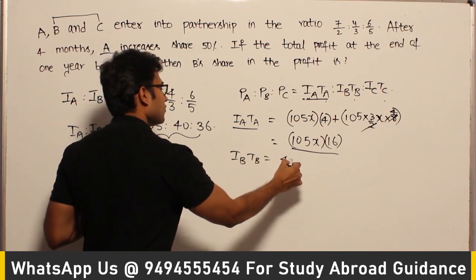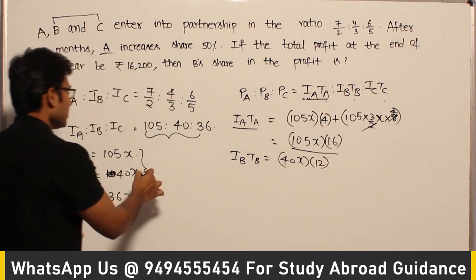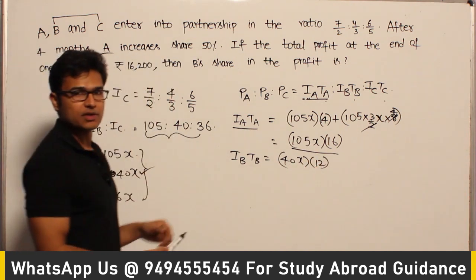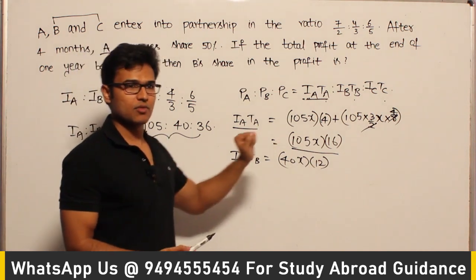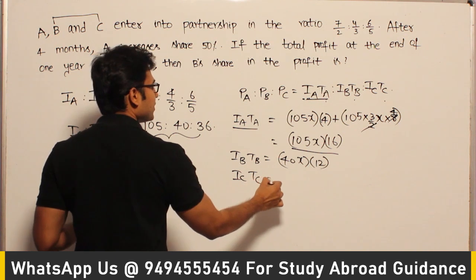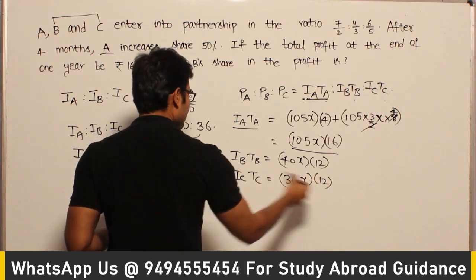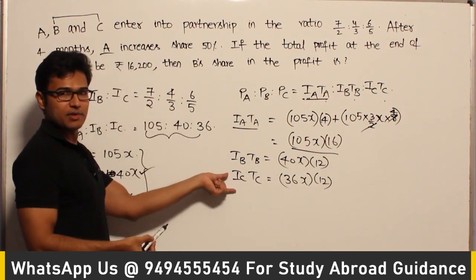IB:IC ratio will be 40x into 12. Why? Because the investment of B doesn't change, and there are 12 months, for which he is investing the amount, right? And then IC:TC equals 36x into 12. The same thing is applicable for the third person as well.